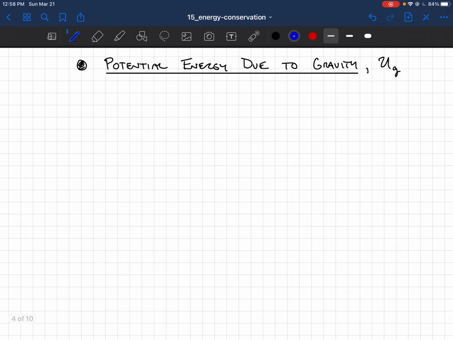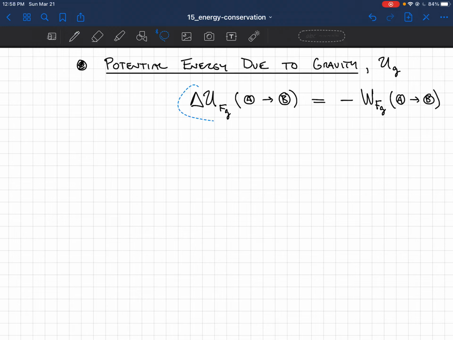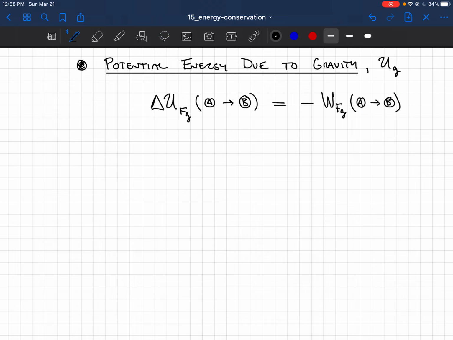Before we talk about other conservative forces, let's do the potential energy due to gravity. So let's find it. Let me remind you of the definition. We define it only up to the difference in potential energy. So delta U due to Fg from one point in space to another point in space is equal to minus the work done by Fg from that point to the other point. So this is our definition. Maybe I should put a box around it because it's important. That's the definition of potential energy.